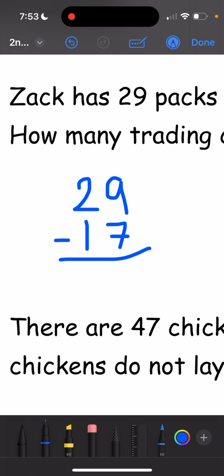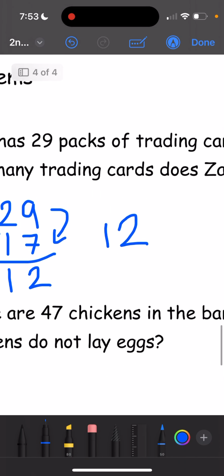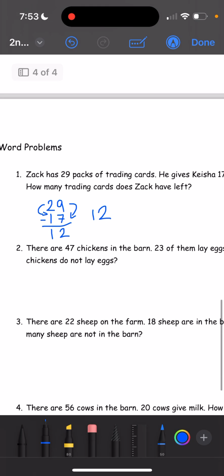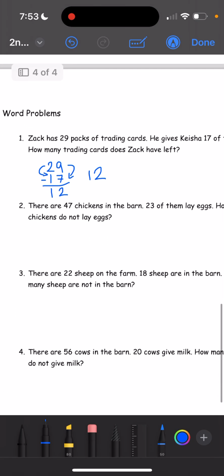So we're going to subtract the ones place first. What is 9 minus 7? 9 minus 7 is 2. And what is 2 minus 1? 2 minus 1 is 1. So the answer is 12. Zach has 12 trading cards left.